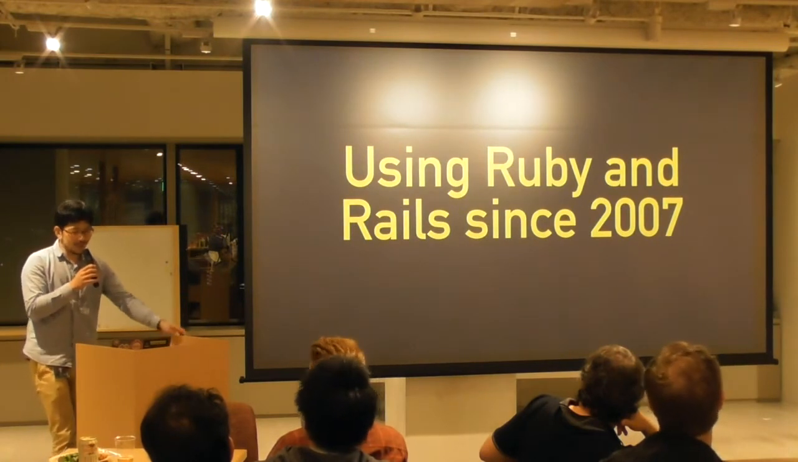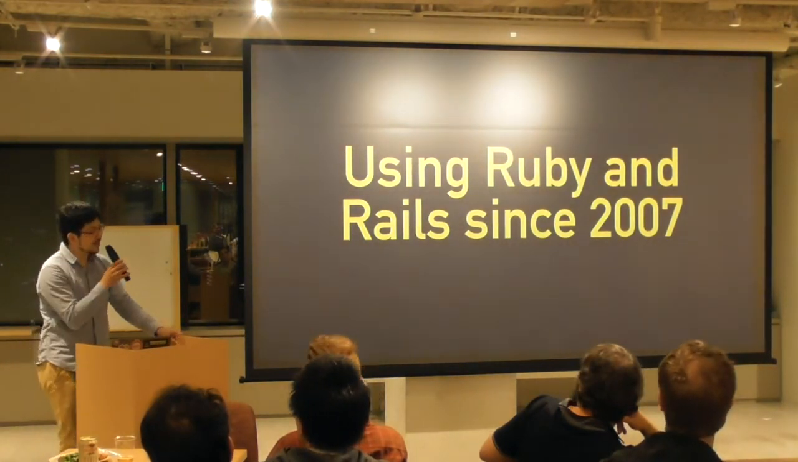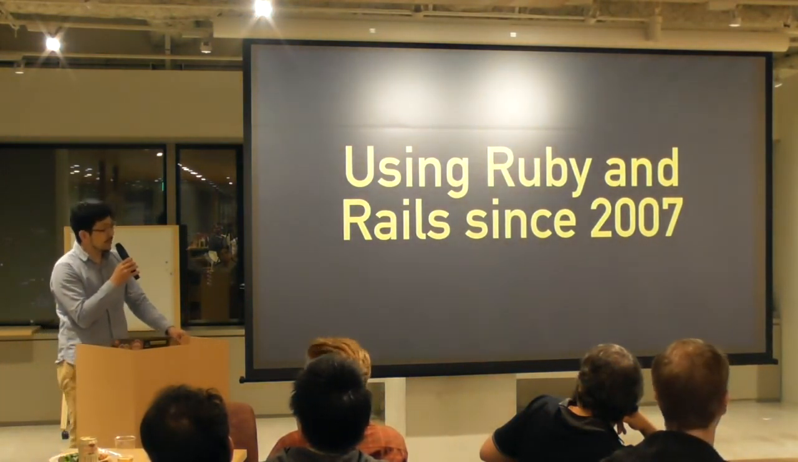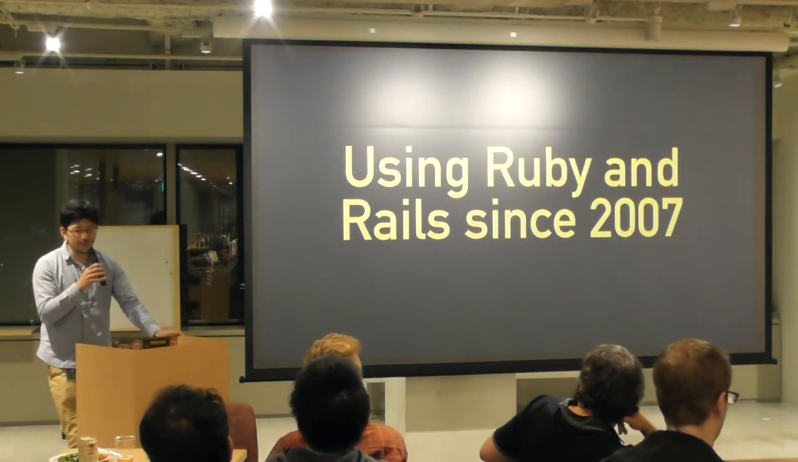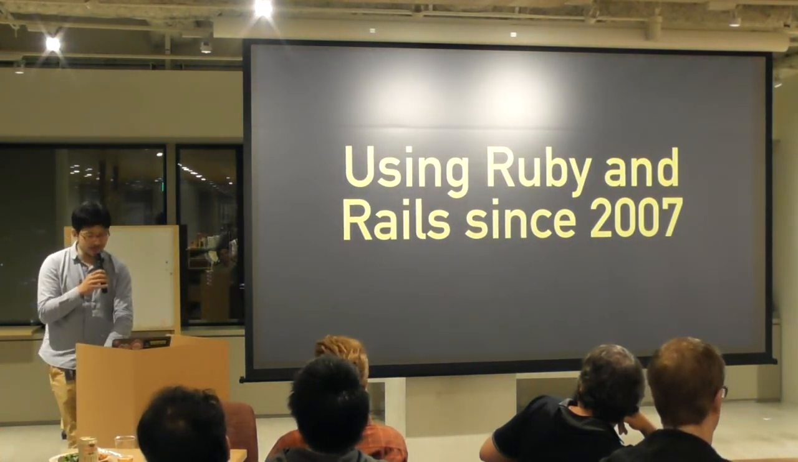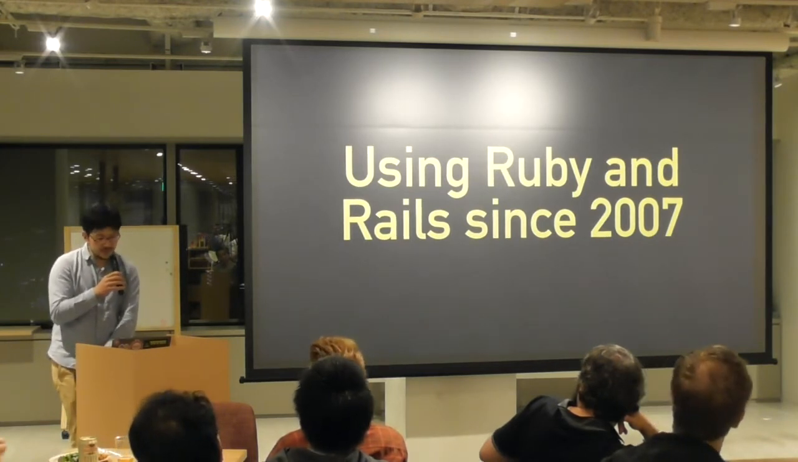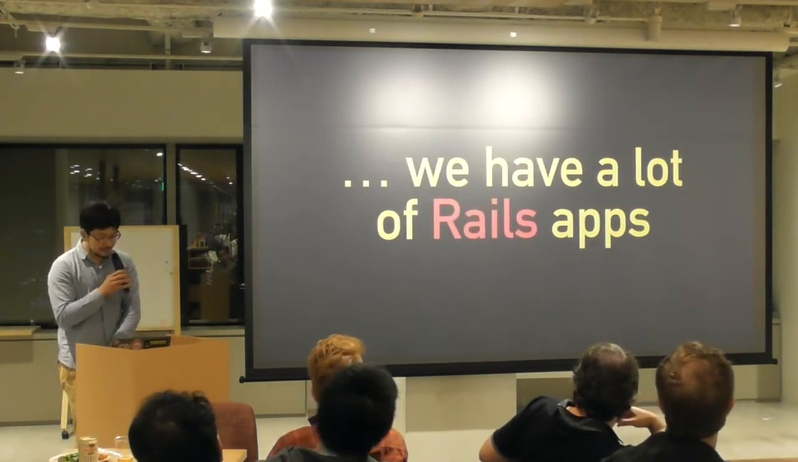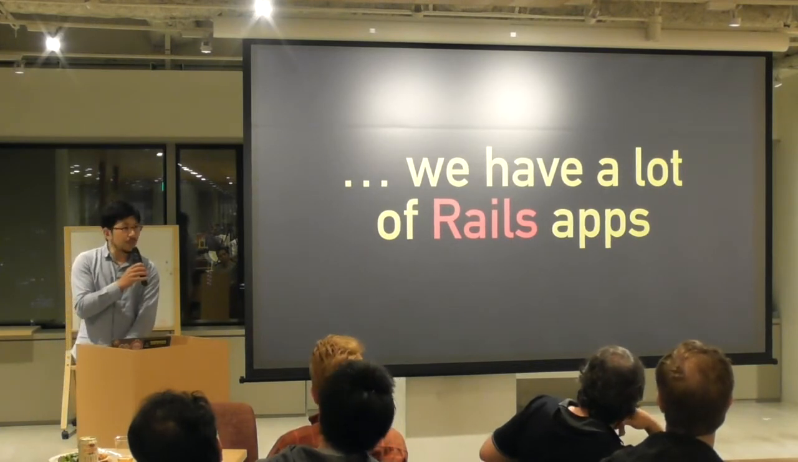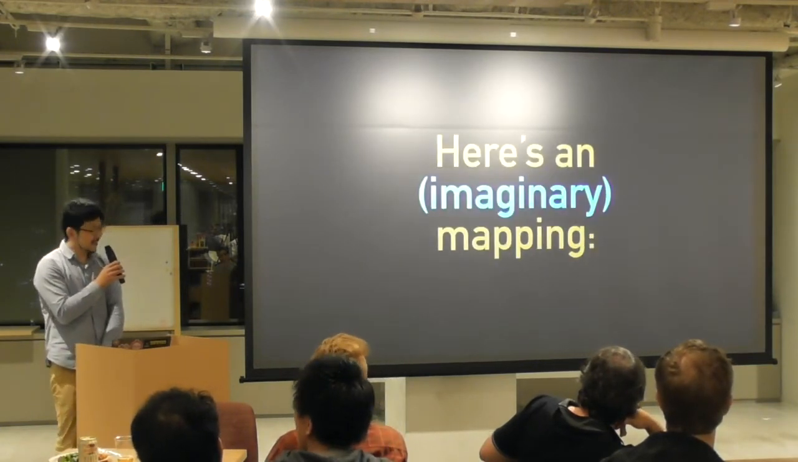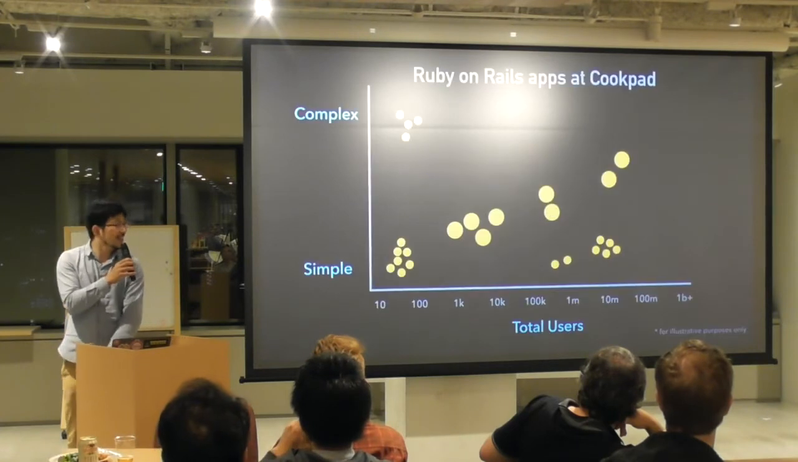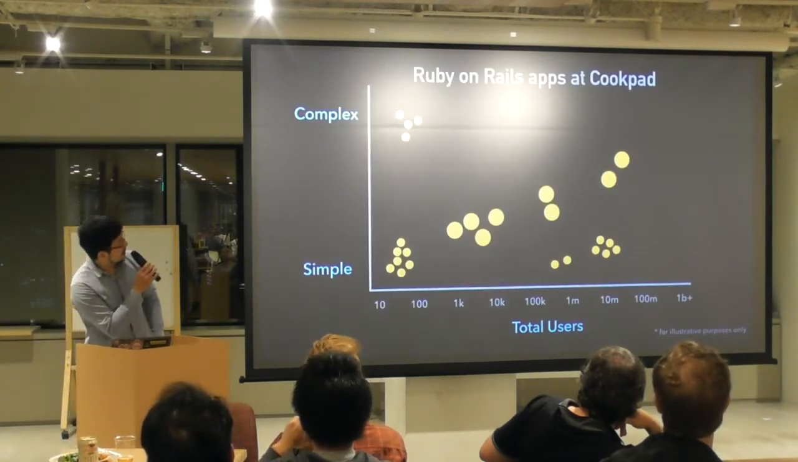So Ken showed a slide, I think, with an app from about 2008, but there was one before that from around 2007. So as you can imagine, we've been using Rails for 11 years now. So we have a lot of Rails apps. Just to give you an idea of what it looks like, this is an imaginary mapping. It's roughly correct.